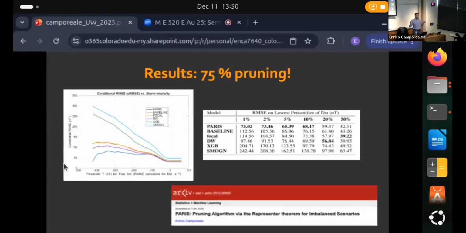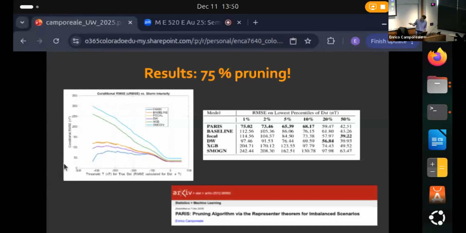If you look at the mean square error, that's not the metric you want to look at, because the mean square error averages everything equally. So what is shown here is a conditional RMSE. The Paris model is this blue line here on the bottom, and I compare with other different baselines. What's called baseline here is just a standard neural network without doing anything. And then there are different ways like focal, density weight, and so on.